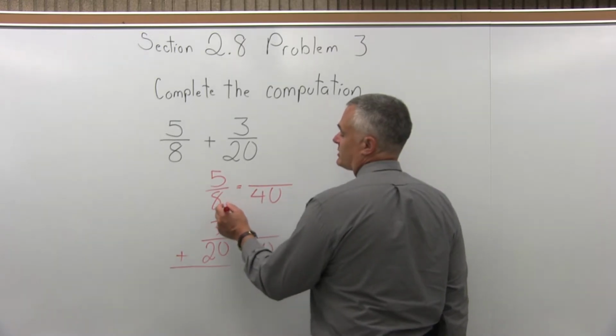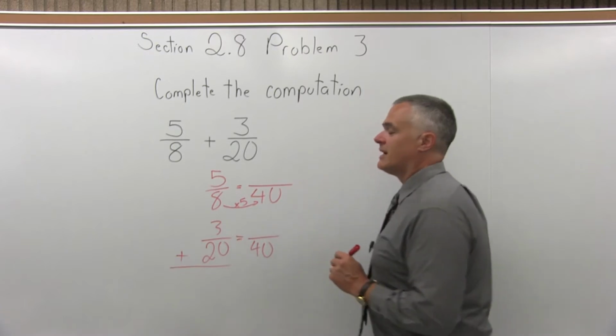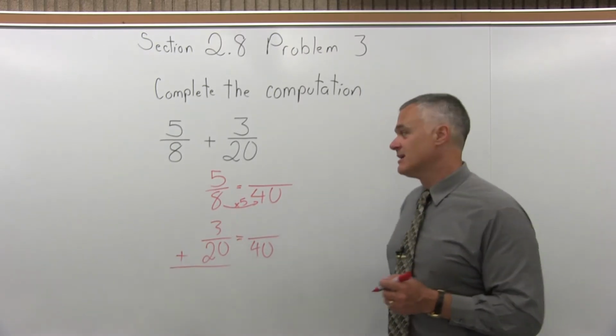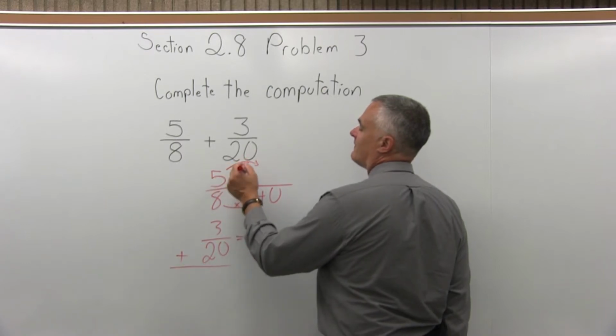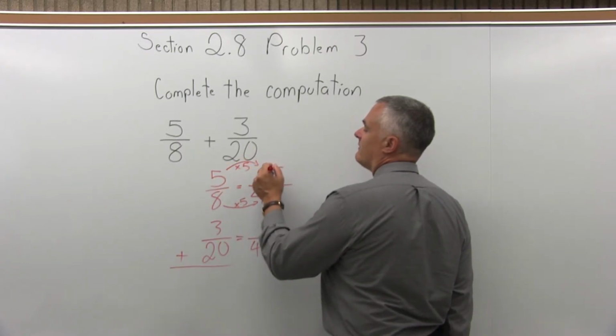So for the top fraction, 8 times some value will become 40. Well, it must be times 5. So the numerator is times the same value. My numerator of 5 is multiplied times another 5, and I have 5 times 5 is 25.